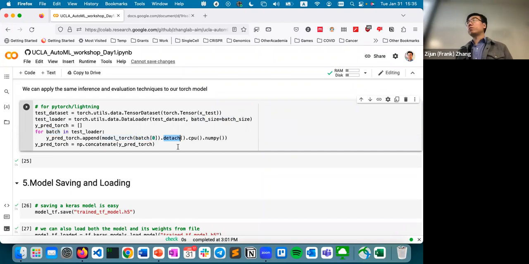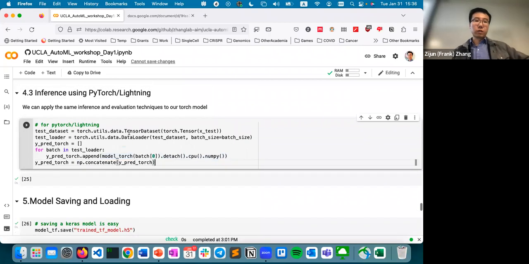And then again, you need to do this device management. You need to detach that from the computing graph, then convert that from GPU to CPU, and then convert that from tensor to NumPy. So this is what this list of things does. You will typically see that in a lot of PyTorch implementations. So basically this is the way of doing inference using PyTorch models.